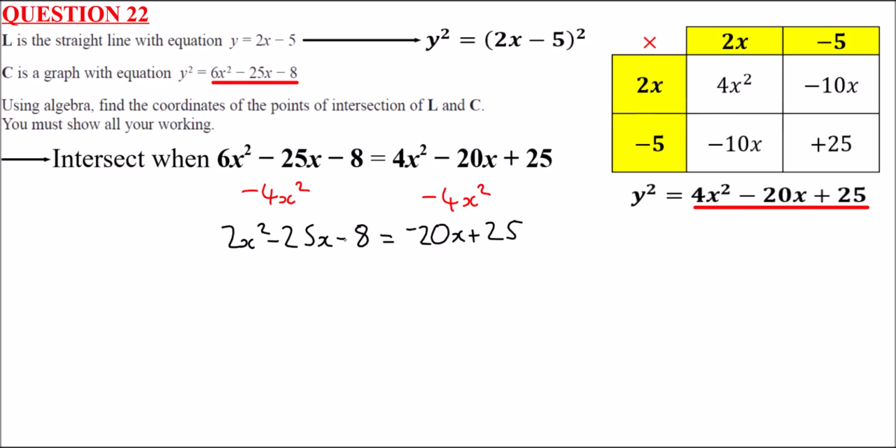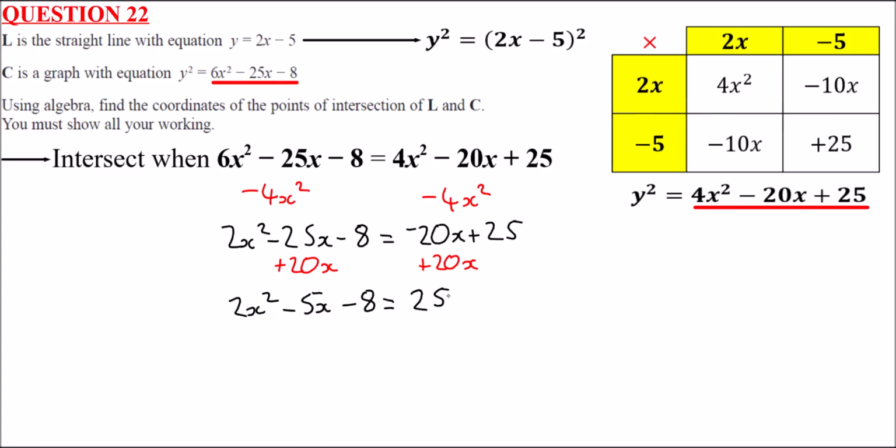To solve a quadratic, it's best to have it all on one side, all equaling 0. So that's what I'm just going to try to do. I can get rid of this minus 20x by adding 20x to both sides. That will then give me, on the left, 2x squared minus 25x plus 20x gives minus 5x overall. Still minus 8 gives 25.